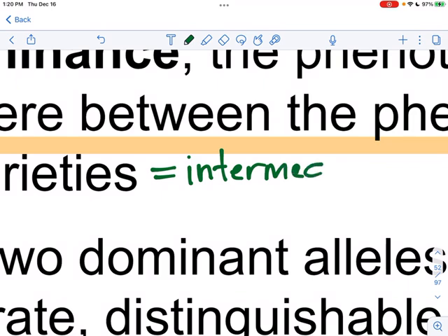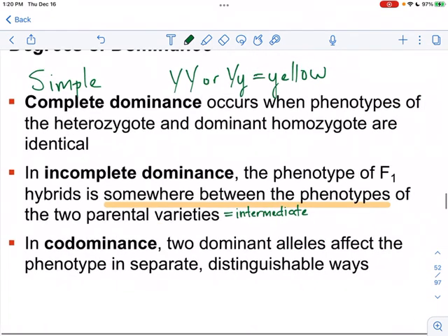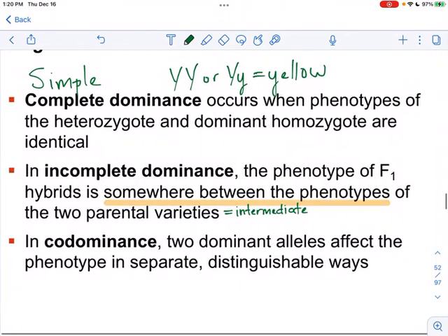So a great example of this is with snapdragons, a type of flower. There are red snapdragons and there are white snapdragons, and if you cross them with each other, they produce F1 hybrids that are pink, right? Pink is not red and it's not white. It's an intermediate. It's a mix. It falls somewhere in between, and it's a brand new phenotype, right? Because it's neither the dominant nor the recessive. So we call that incomplete dominance.